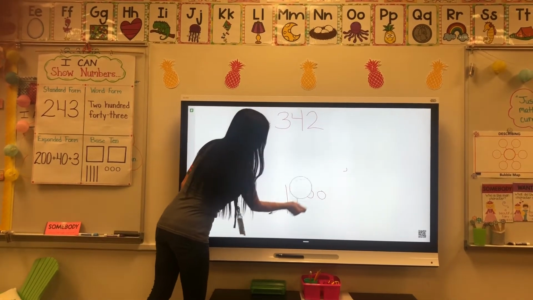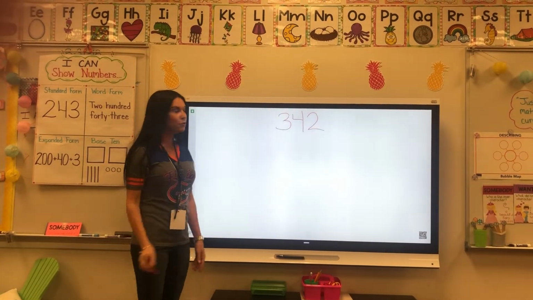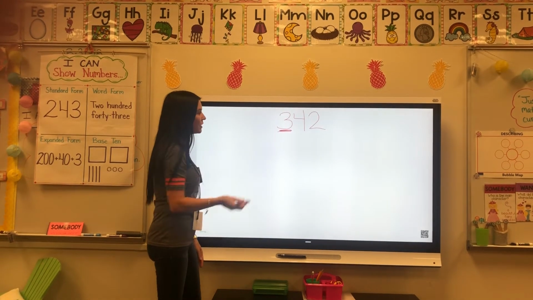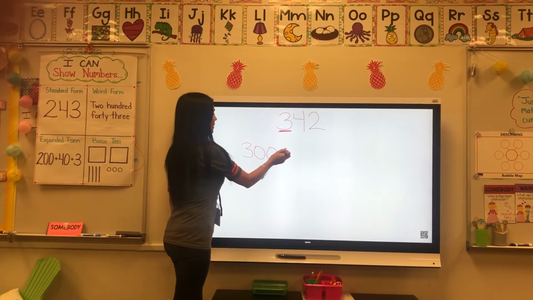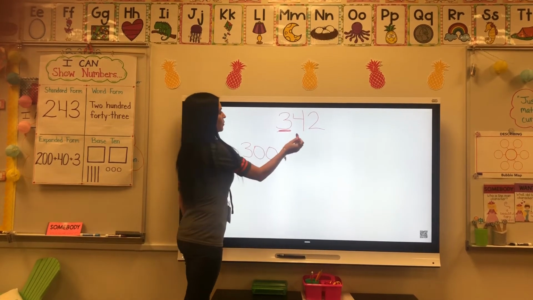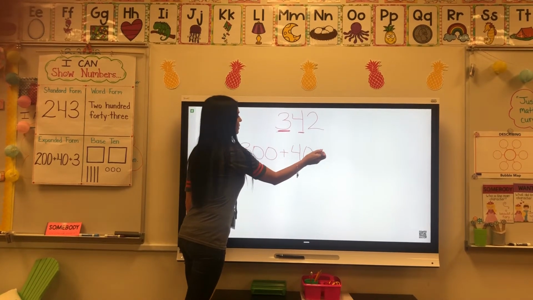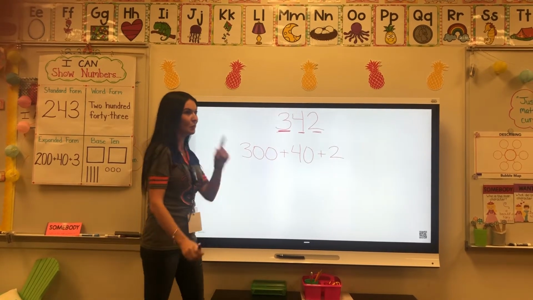The other way that your children are going to be asked to show on the test is expanded form. That's when you break it down. So the value of the 3 is 300, so you're going to write 300. And then plus the value of the 4, because it's in the tens place, is 40. Plus the value of the 2 in the ones place stays the same as a 2.